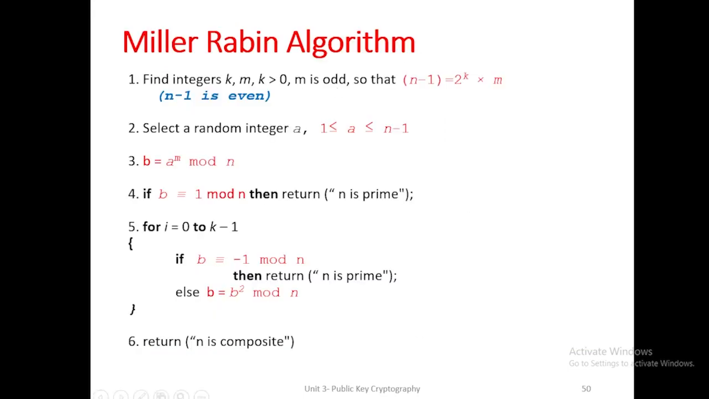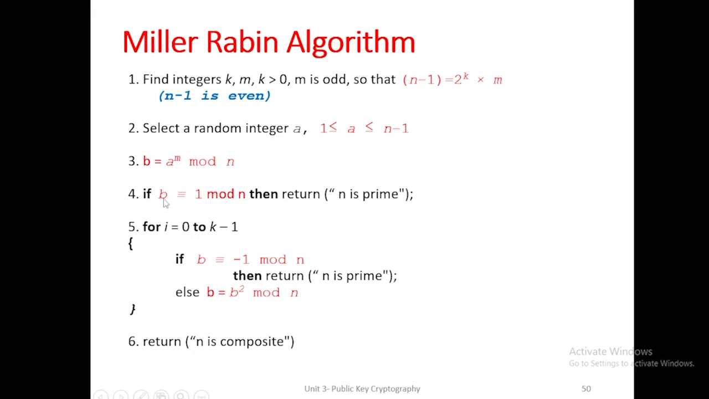So let us take the steps. I want to find out whether n is prime or not. So n minus 1 can be written as 2 power k into m. Here n minus 1 is an even number. Then we select a random integer value a, and that a value should be from 1 to n minus 1. Then you calculate a power m mod n, because n minus 1 can be rewritten as 2 power k into m. That will give the remainder as b.